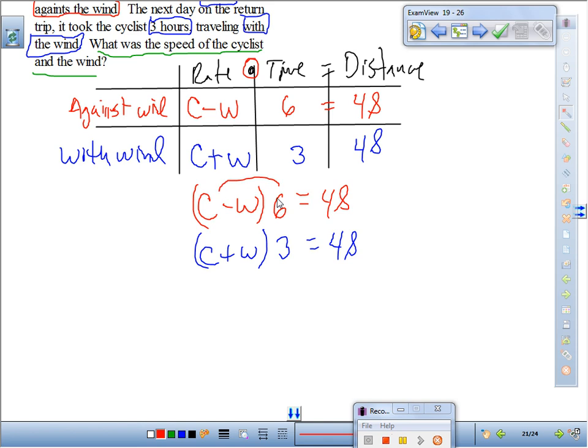Okay? Let's distribute this one. This becomes, let me see, C times 6, that's 6C. 6 times negative W, that's negative 6W equals 48. Let's do the same thing for the second. Distribute, this is 3C plus 3W equals 48.